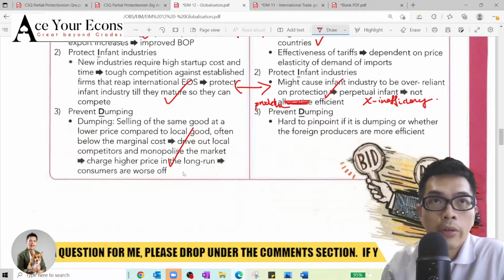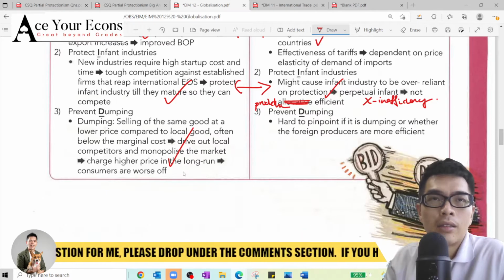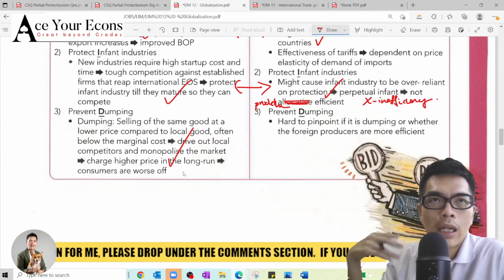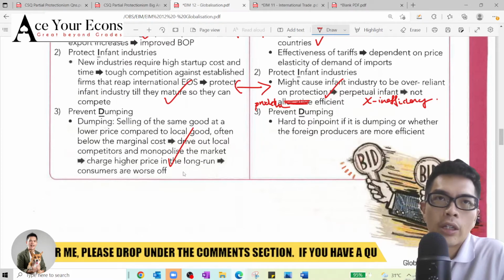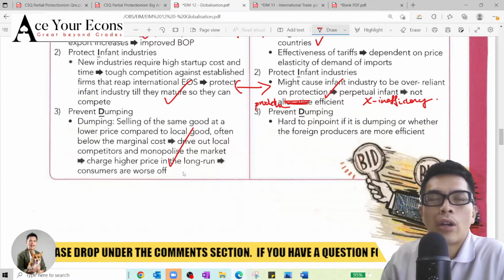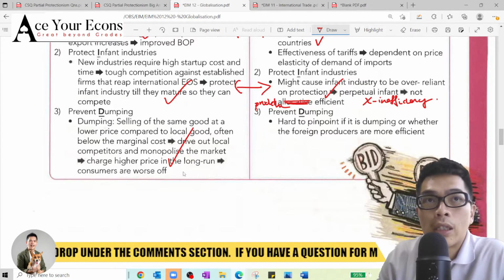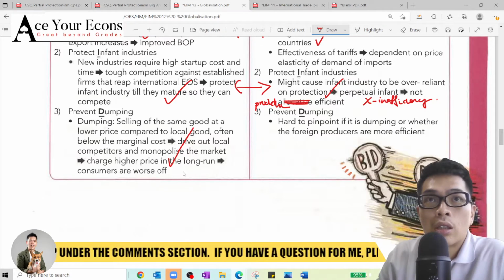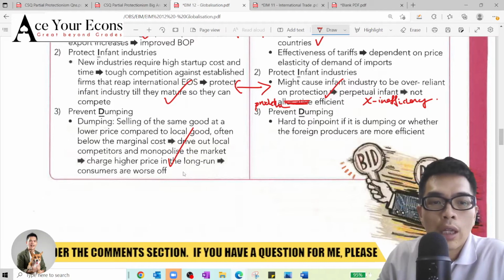Okay, so this is what we call export subsidies. Some of the governments are going to promote their particular industries by providing them with export subsidies. Export subsidies, if I'm not wrong, are prohibited in the World Trade Organization. This is something that is a no-no.